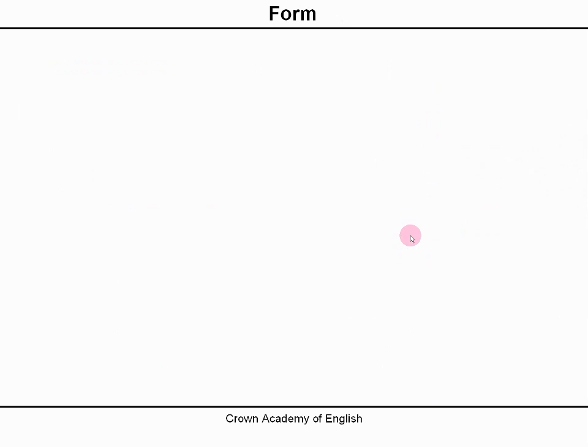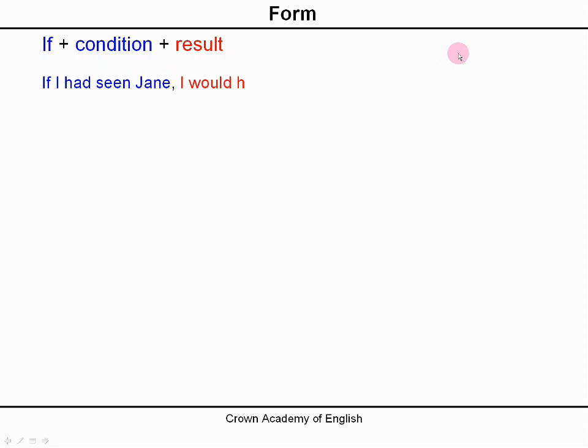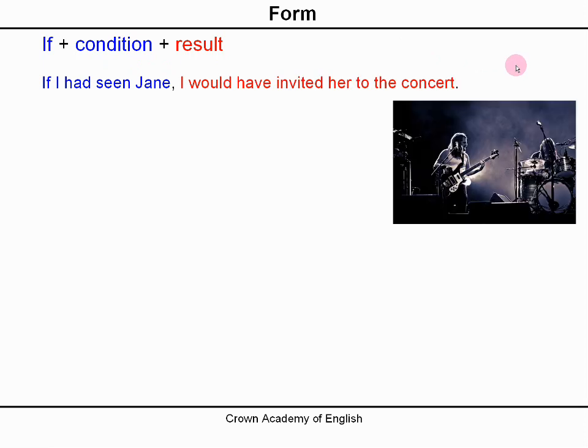The form. As always, we have two choices for the form. The first choice is we can say if, condition, and then the result. If I had seen Jane, I would have invited her to the concert. So here we have the if condition first, and then the result. And there is a comma after the condition here. So when we write it, we write a comma after the condition.